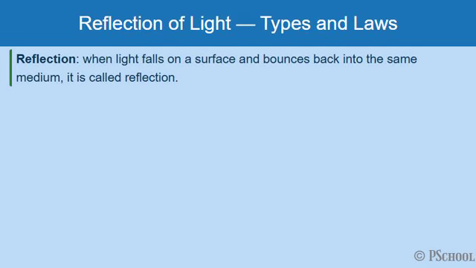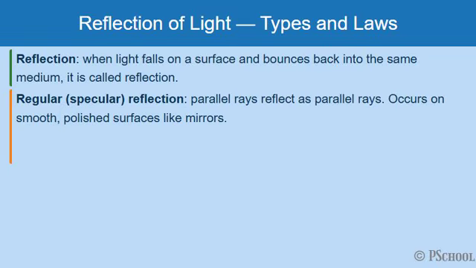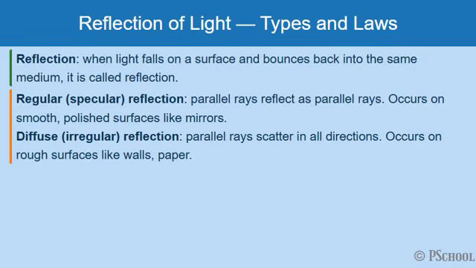Reflection is when light falls on a surface and bounces back into the same medium. There are two types. Regular reflection, also called specular reflection, occurs on smooth polished surfaces like mirrors. Parallel rays reflect as parallel rays. Diffuse reflection occurs on rough surfaces, like walls, where rays scatter in all directions.